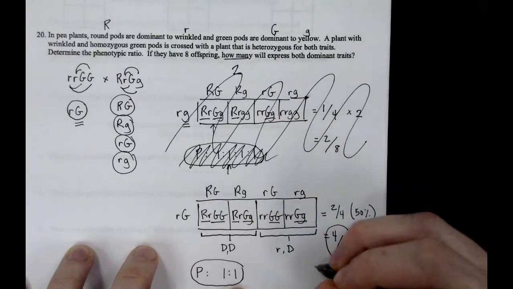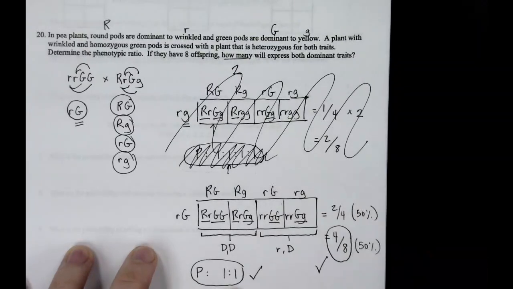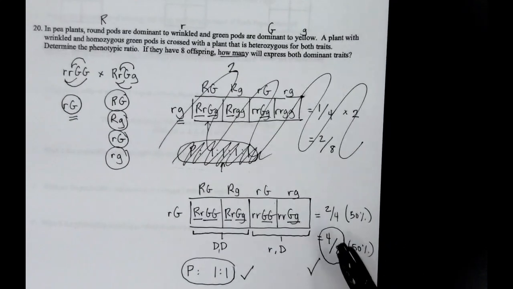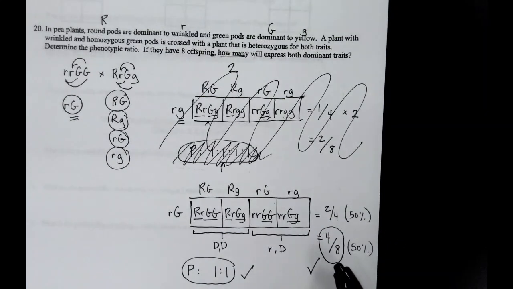Okay. And that would be the two corrected versions, right? So that's my phenotype ratio. It's 1 to 1. And then my correct number for out of 8 is 4 out of 8.